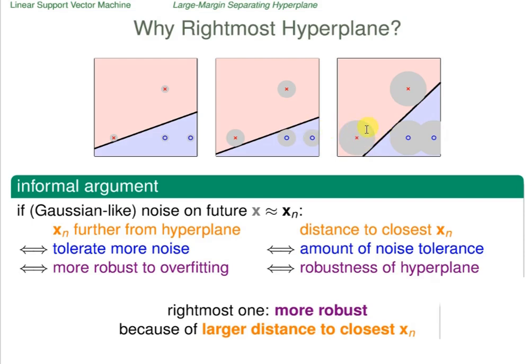In our example, the rightmost separating hyperplane is more robust to noise because of the largest distance to the closest data, right? And we see that it still doesn't compromise in-sample error. In-sample error is 0 in all cases. However, the rightmost one is what we can call a better regularized hyperplane or hypothesis. We can justify our intuition using this reasoning.